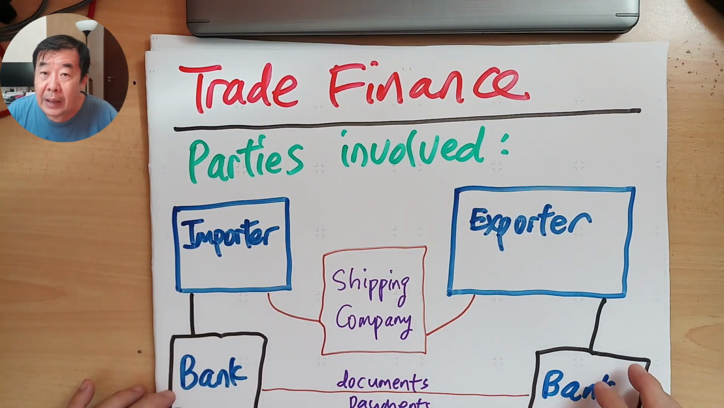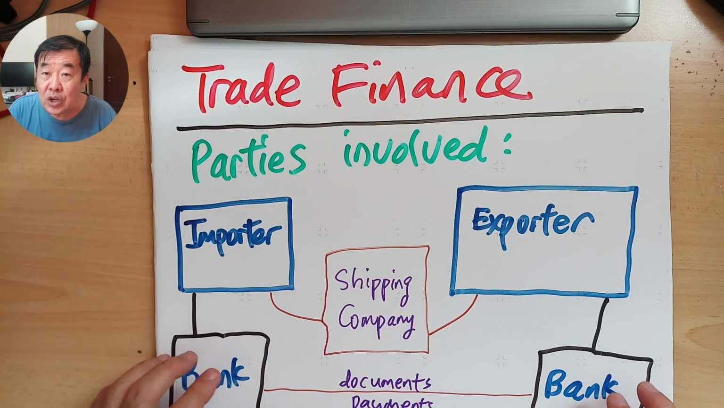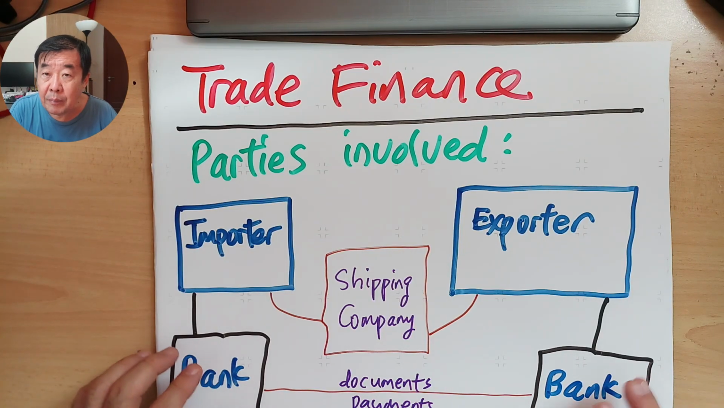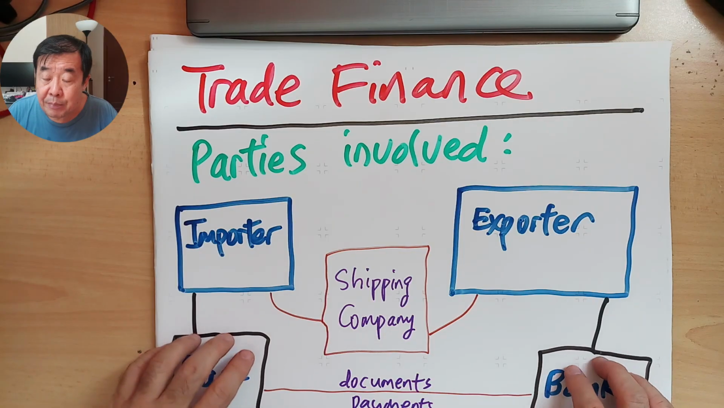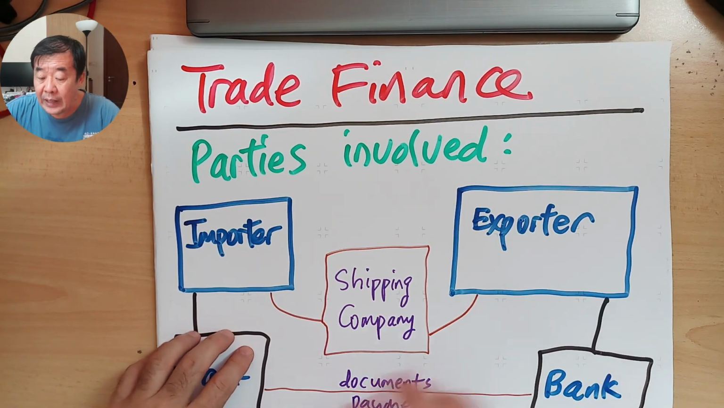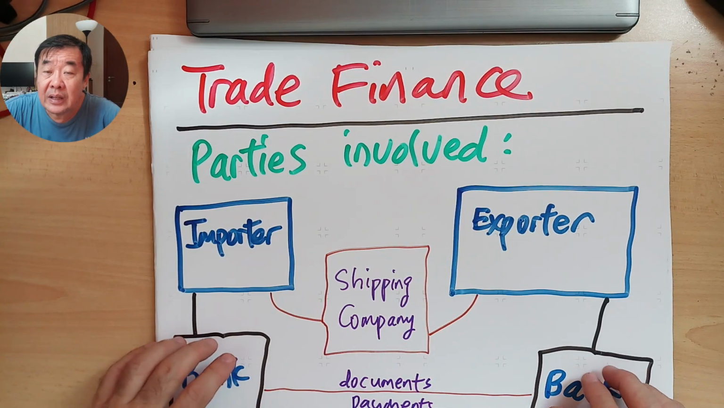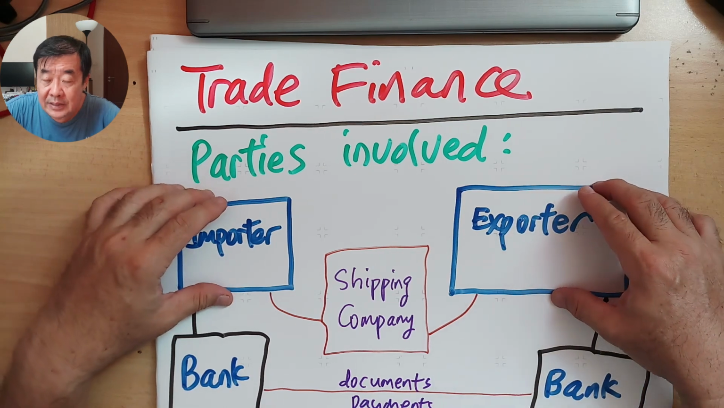So the bank and bank, they do talk to each other very often, on a daily basis, and they know each other very well. They know the credit standing of the bank. So in this case, bank can trust bank, despite the fact that exporter and importer do not know each other. So they are using the credit standing of a bank to substitute the creditworthiness in this global transaction.